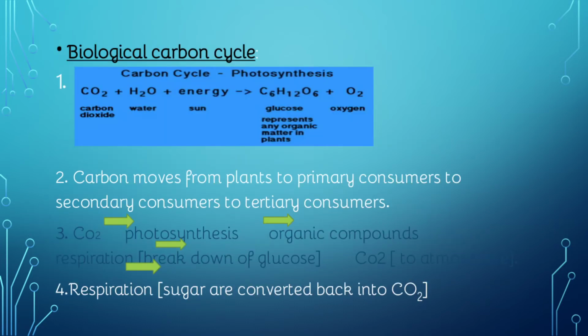The third point is glucose provides energy to living things through respiration. Carbon dioxide is formed, and this carbon dioxide then goes back into the atmosphere. Dead and decaying organisms also release carbon dioxide to the atmosphere.